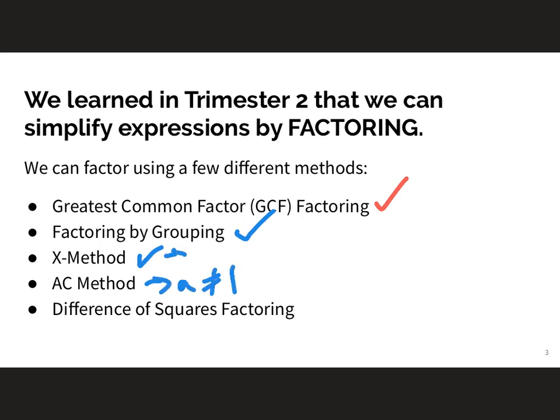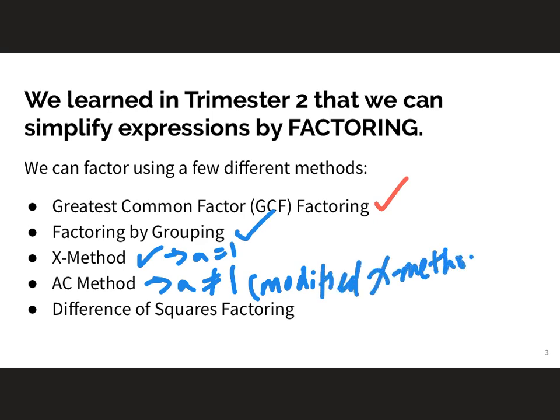Our X method was for when our A is equal to 1 in a quadratic. And this AC method is our modified X method. So it's very, very similar. Okay. And then finally, we went into the special case towards the end of the marking period called difference of squares factoring, right? And difference of squares factoring is very, very simple if you know what your perfect squares are and if you are very proficient in your X method factoring, right?